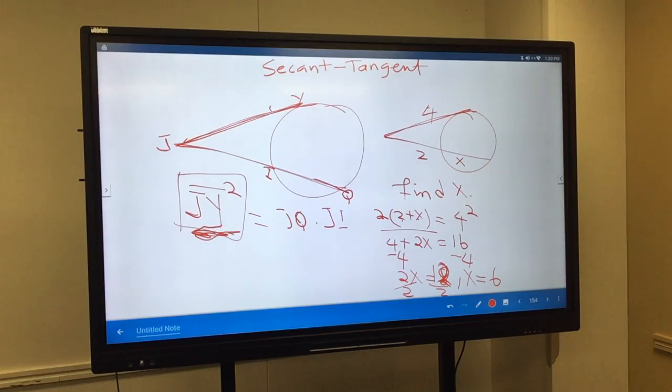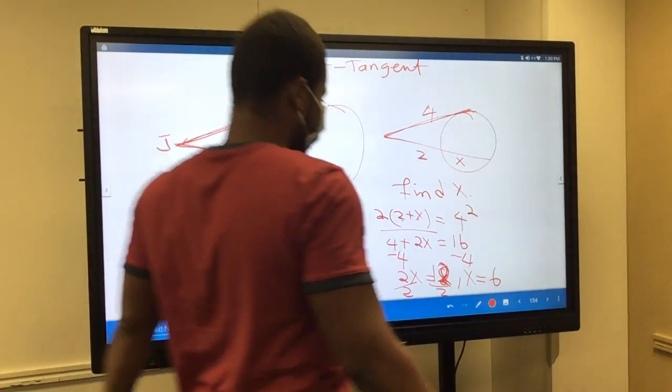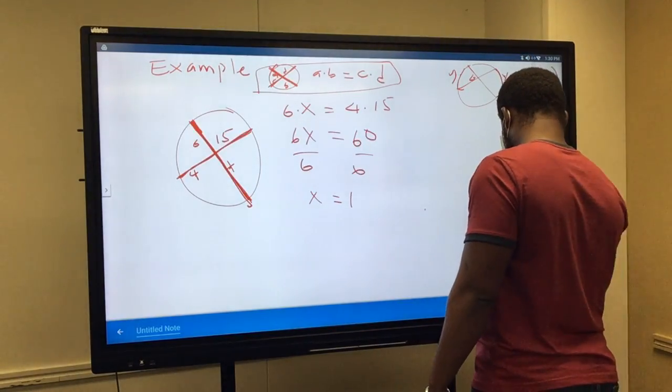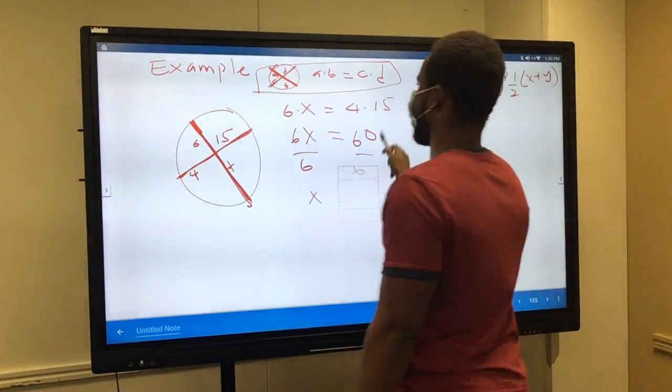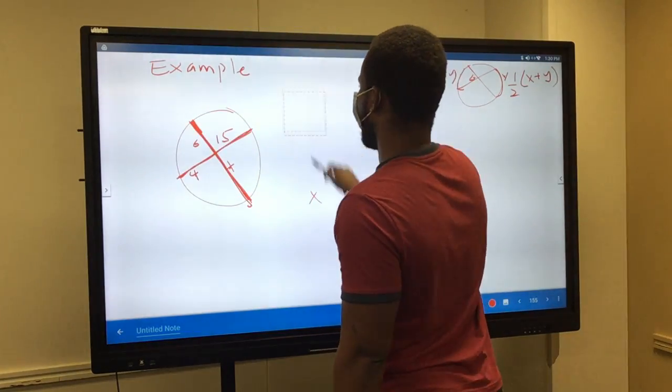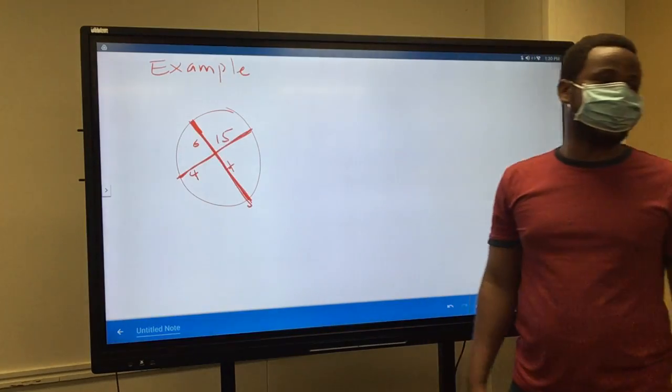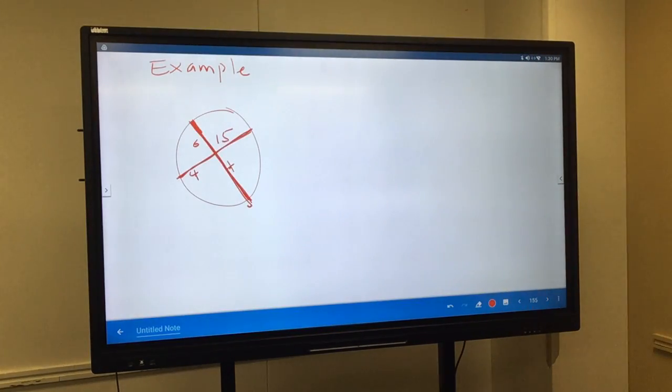All right. Last one in there. All right, guys. This is your work now. Find x in this example. Do you remember how we did this one? Guys, find x. Look in your notes and use the formula to solve for that.